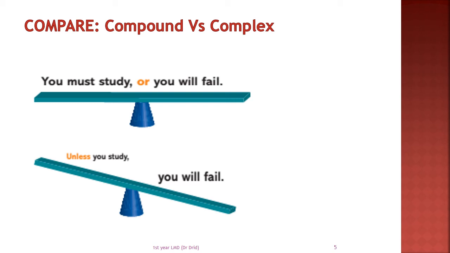It is subordinate. It is dependent. It is related to another group of words. It cannot stand by itself. Now, you will fail is more important than unless you study. This is the difference between compound and complex sentences. It is in the importance of the ideas.